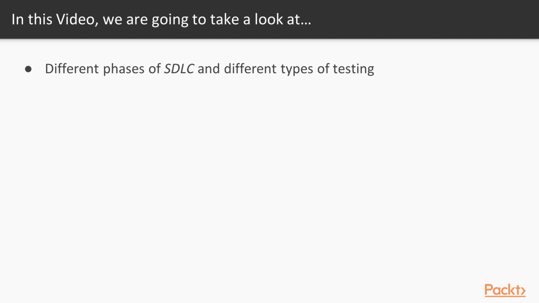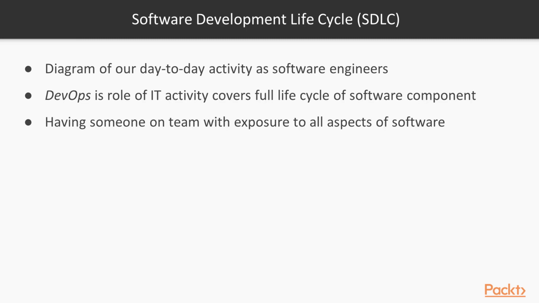In this video, we're going to take a look at different phases of SDLC and different types of testing. The software development lifecycle is the diagram of our day-to-day activity as software engineers. DevOps is the role of the IT activity that covers the full lifecycle of a software component, from the inspection to the releases and further maintenance. Having someone on the team with exposure to all the aspects of the software so that problems can be solved quickly without involving people from different teams in the majority of the cases.